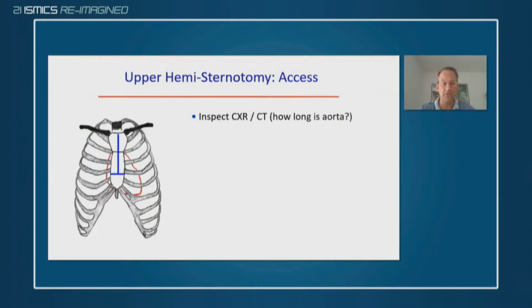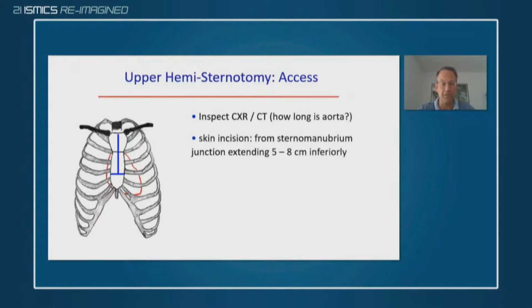The upper hemisternotomy is the most commonly performed access route for these operations. We like to look at the chest x-ray or a CT, if we performed one, before making our incision in order to see how long the aorta is. If the aorta is elongated, you definitely should open the sternum through the fourth intercostal space. If it's not elongated, then the third intercostal space is also possible.